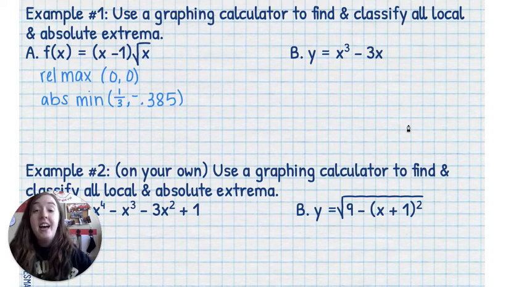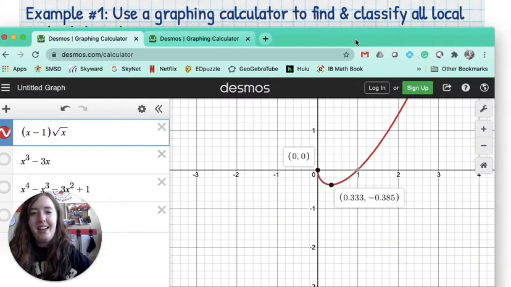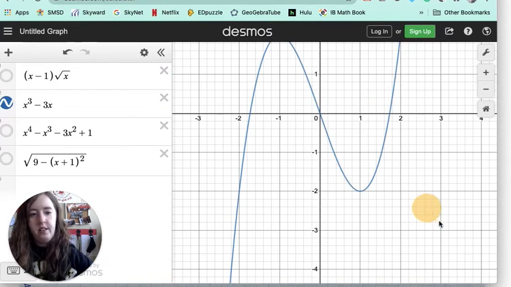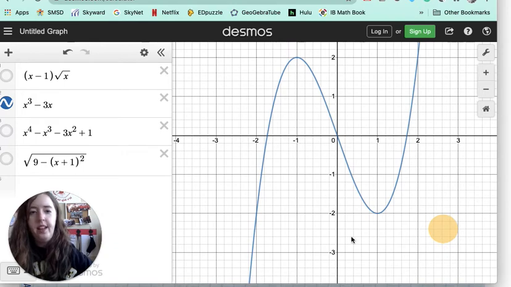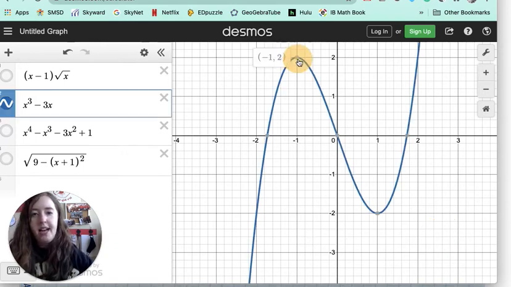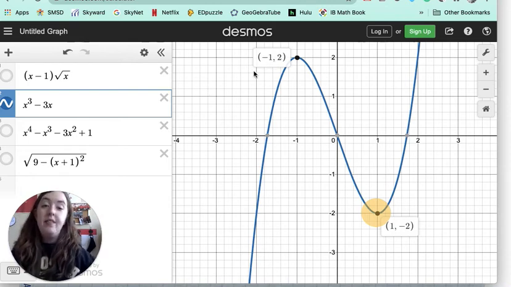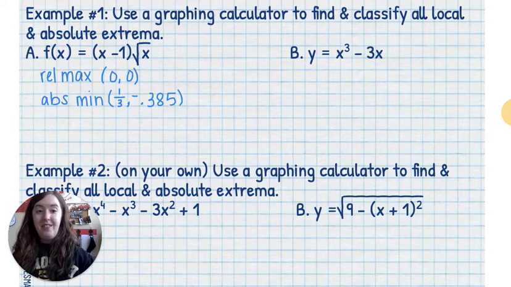Good deal. Now we're going to find and classify the extrema of x cubed minus 3x. So let's look at that graph. All right. So here we have a maximum up here at this point at negative 1, 2. And then we have a minimum right here at 1, negative 2. So let's talk about negative 1, 2 first. He's the highest point in his little area, right? But he's not the highest point overall. So that means that he's a relative maximum.